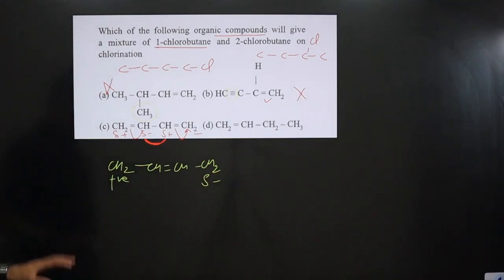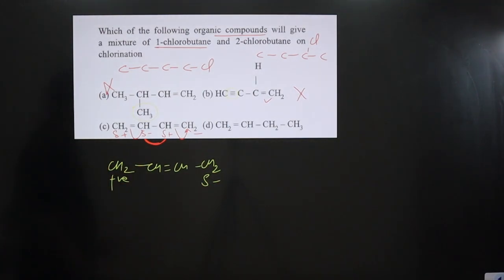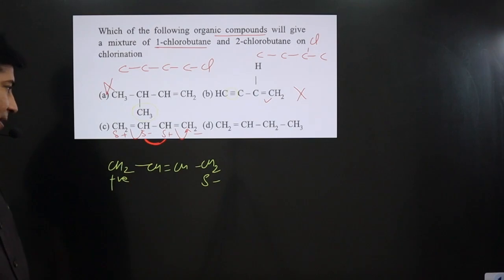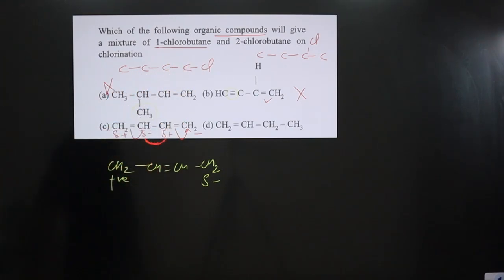Then we have to carry out chlorination. One halogen will attach here, one halogen may attach here. This is how we can complete the reaction. From here also, 1-chlorobutane and 2-chlorobutane are not possible.